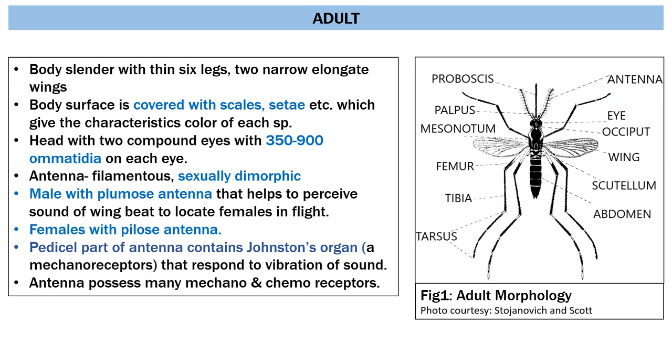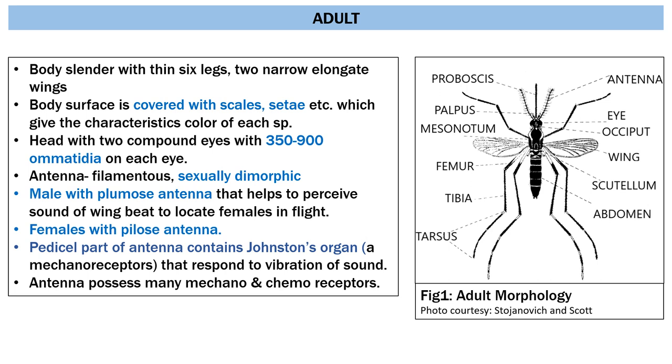Now coming to the fourth stage of mosquito life cycle, that is the adult stage. The adult body is slender with thin six legs, two narrow elongate wings. Body surface is covered with scales, setae, etc., which give the characteristic color of each species. Head with two compound eyes with 350 to 900 ommatidia on each eye.